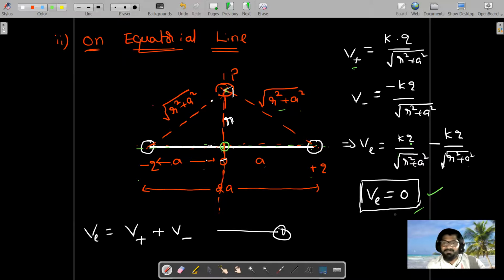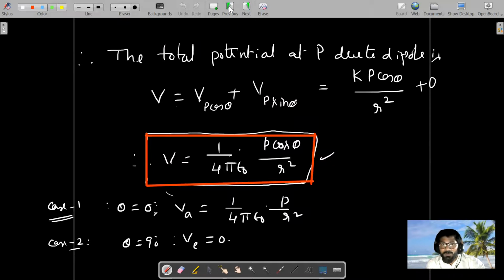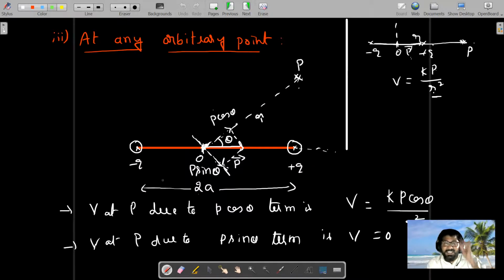So the first 2 points are clear. What are those? How to find the potential due to a dipole on the axial line and equatorial line. Now let us see how to find the potential due to this dipole at any arbitrary point. For that purpose, let us again consider this dipole with the charges minus q and plus q as shown in figure. To find the potential at an arbitrary point somewhere here, let us mark a point and draw a line from that point to the midpoint of the dipole, and let us consider this distance is r.